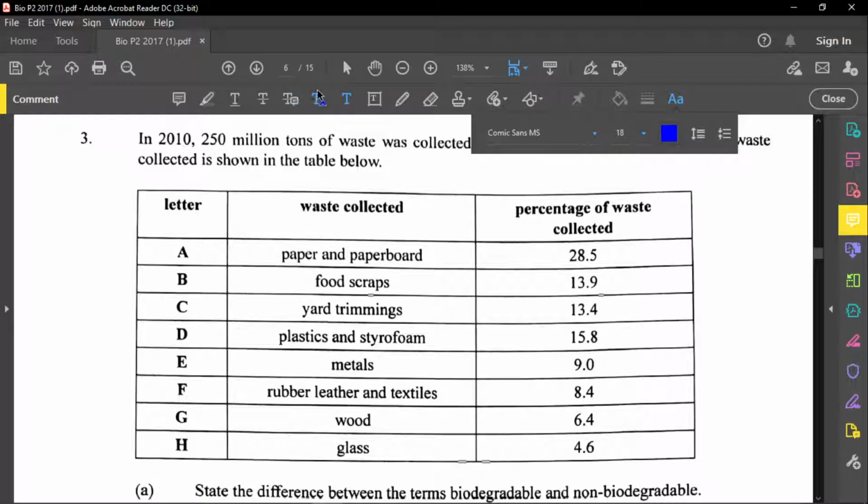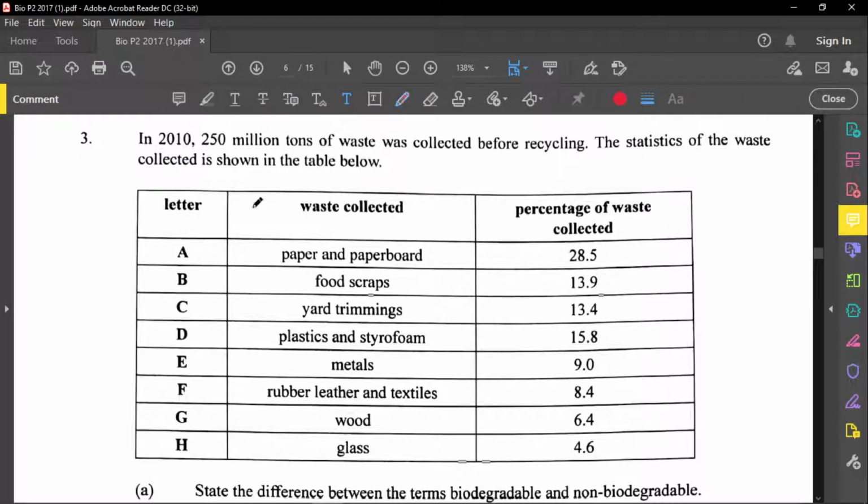So let's just mark this so we remember exactly what we are talking about here. So this is one of the answers here. E, metals, yes, that's non-biodegradable. F, rubber, leather, and textile, yeah, that's non-biodegradable. Wood is biodegradable, and H, glass, that is non-biodegradable. So it's going to be D, E, F, and H for our answers.